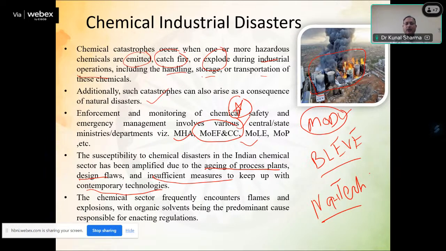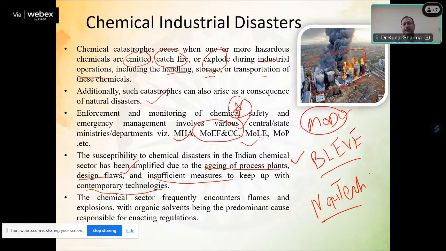Right now, we are witnessing that most of the process plants which handle hazardous chemicals are quite aged. For example, most of them are beyond the age of 30 or 40 years. So this is one of the very important parameters, aging of the process plant, that generally results in leakage or emission of chemicals from the plant.